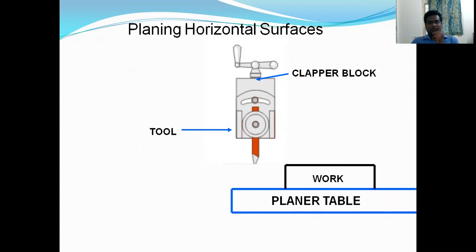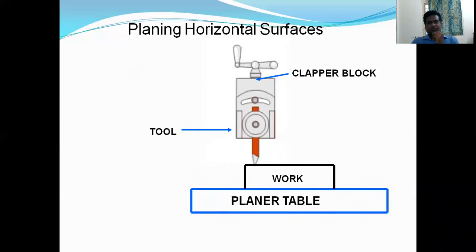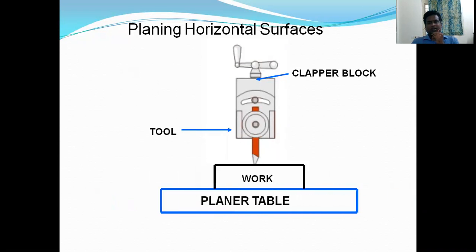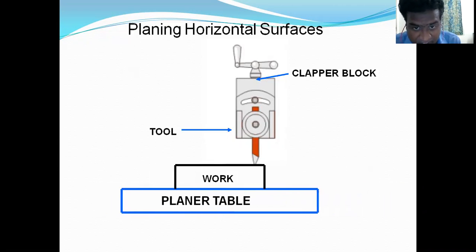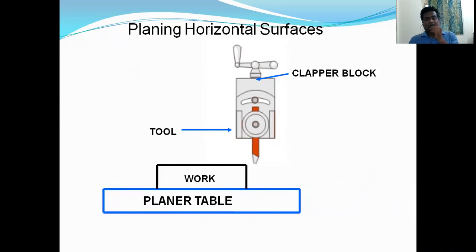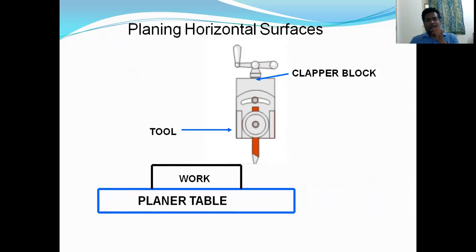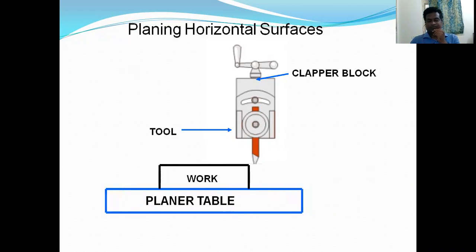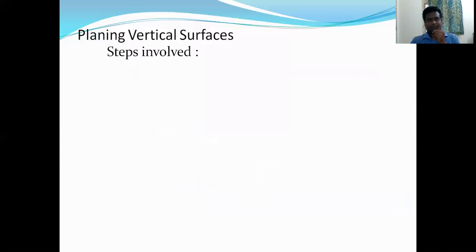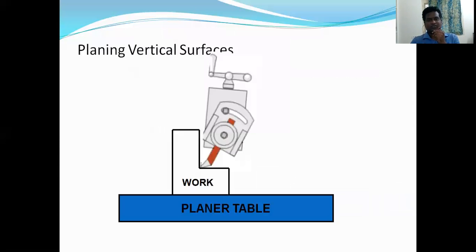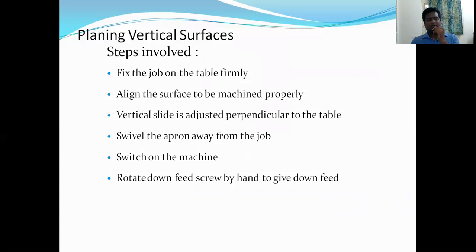So in the animation, we have observed that the only thing changed is that the workpiece is reciprocated, and the cutting tool is fixed at one position on the tool head. Okay, the workpiece is reciprocated. Planing vertical surfaces. Similar animation, the workpiece is reciprocated. Fix the job on the table only.